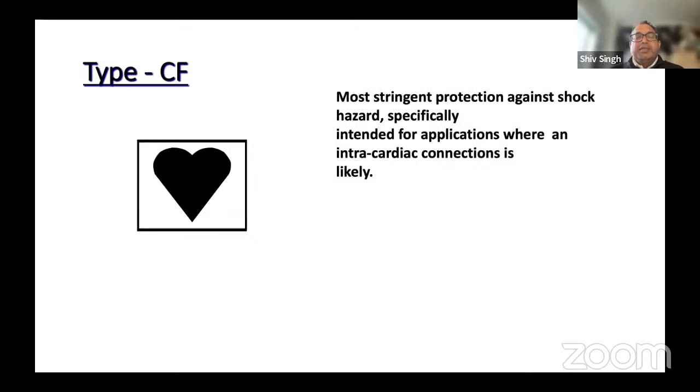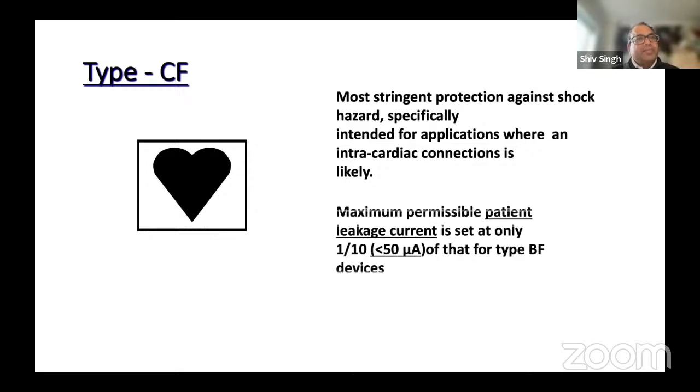The next one is a heart inside a box. So this is type CF. C is cardiac with a floating circuit. So there's no type C, there's only type CF. This is the most stringent protection that can be applied against the shock hazards. So anything which is connected to the heart directly or indirectly is type CF. And the maximum permissible leakage current in this setup is 1/10 of what B and BF is, that is less than 50 microamps.